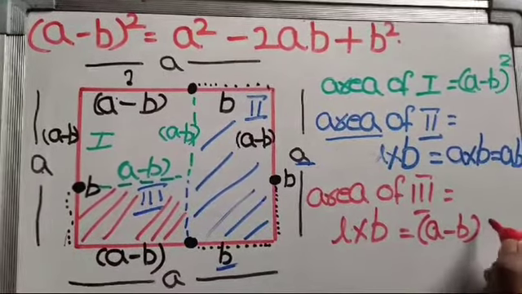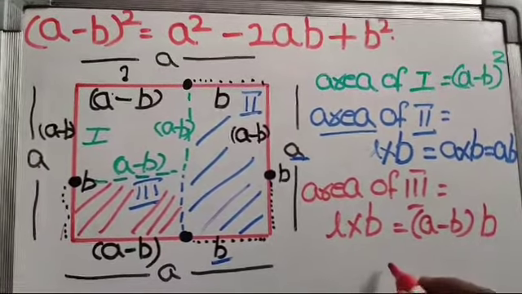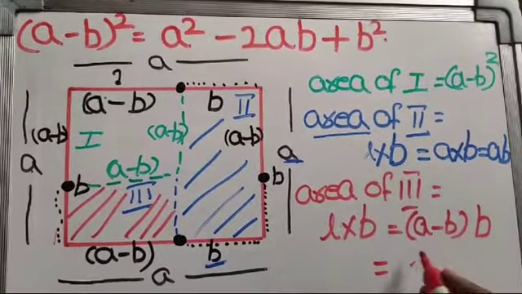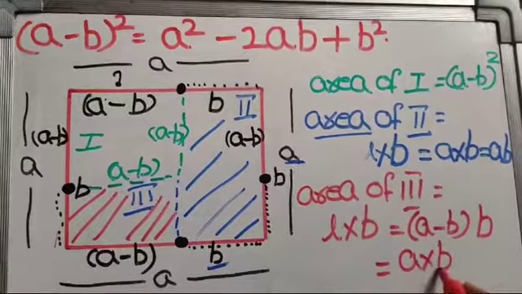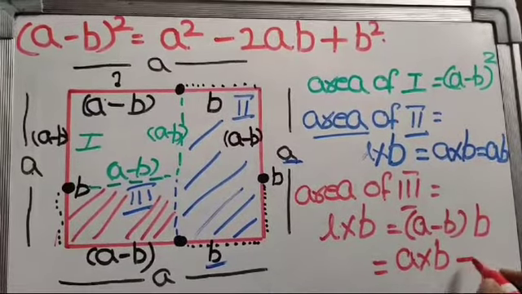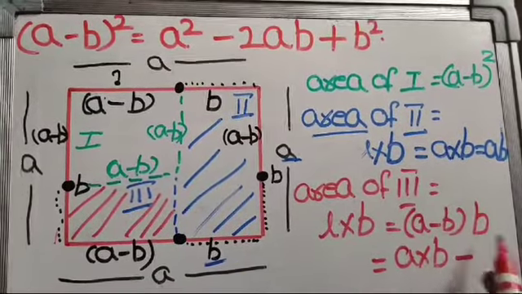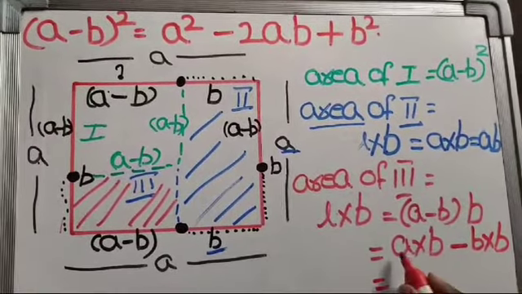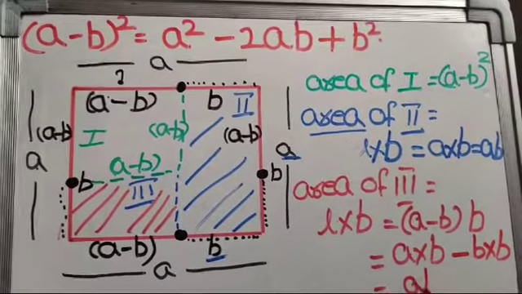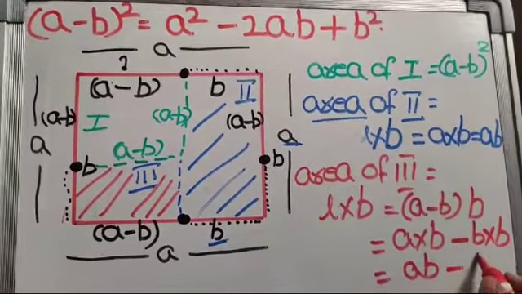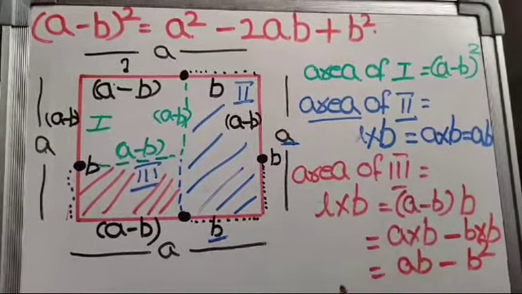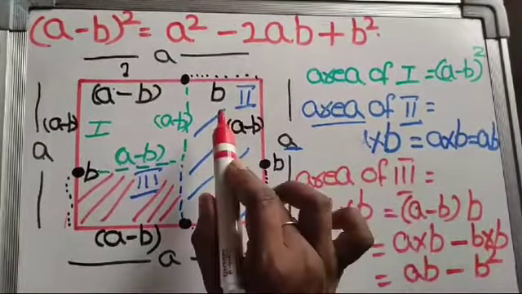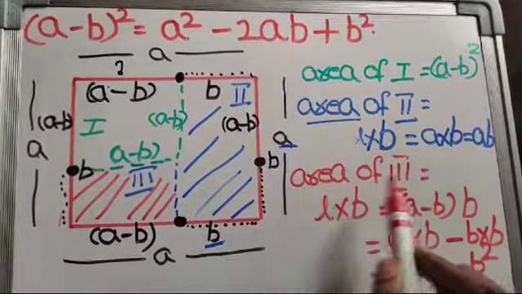Now what we are doing? We are substituting these values in that formula. So next what we will do? We will multiply A and B, which gives A into B minus B into B. A into B gives AB minus B into B gives B square. Now we got the area of the third one also. We got the area of the first one, area of the second one and area of the third one.